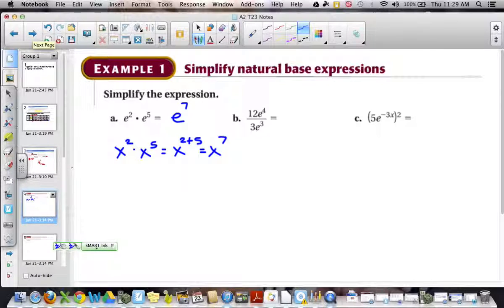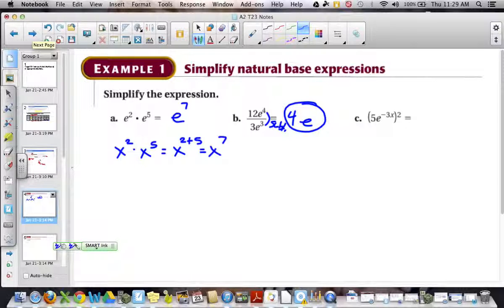In the second example here, 12e to the 4th divided by 3e to the 3rd. Again, you just divide the numbers. 12 divided by 3 is 4, and we subtract the exponents, so e to the first power, so it's just 4e. And again, if you have something to the first power, you don't need to write that first power. So we just end up with 4e.